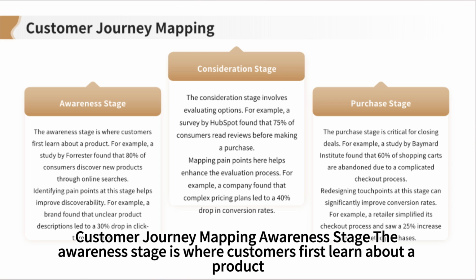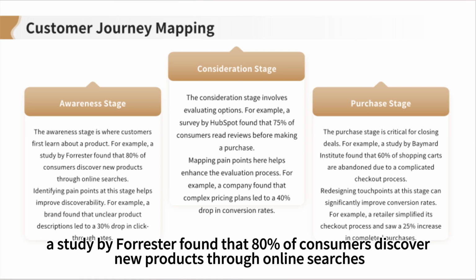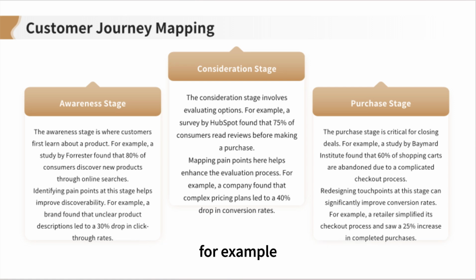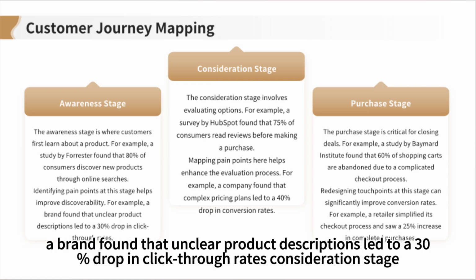The awareness stage is where customers first learn about a product. For example, a study by Forrester found that 80% of consumers discover new products through online searches. Identifying pain points at this stage helps improve discoverability. For example, a brand found that unclear product descriptions led to a 30% drop in click-through rates.